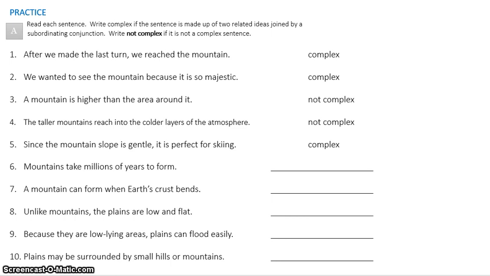Number 6, mountains take millions of years to form. Okay, that's not combining 2 sentences together. It's just a simple sentence, so it's not complex.